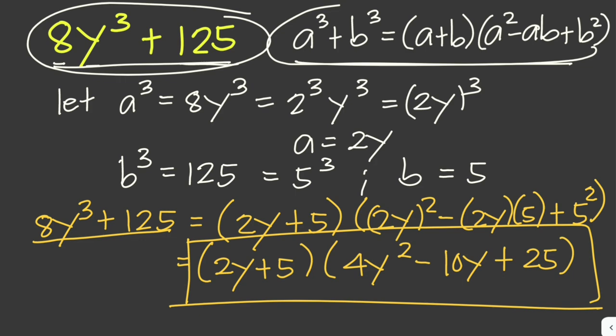Now let's try solving another problem. Okay, what if we're given 27x cubed plus 343? Since we have addition here as our operation, we can use the sum of cubes, but first we have to determine whether 27 and 343 are perfect cubes.